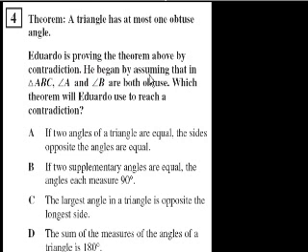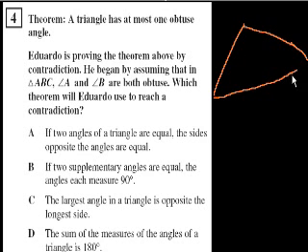Anyway, he began by assuming that in triangle ABC, angles A and B are both obtuse. Which theorem will Eduardo use to reach a contradiction? Okay, let me draw what Eduardo's trying to do. The way I'm drawing it is actually very hard, so this is not drawn to scale. He's saying that angle A and angle B are both obtuse. So this angle is greater than 90. Let's say that's angle A, and this is angle B, and it's also greater than 90. That's what obtuse means, right?